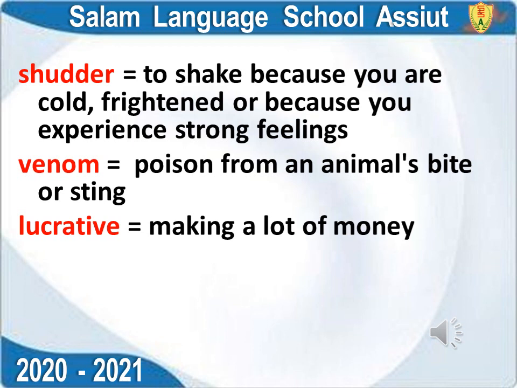Shudder. To shudder means to shake because you are cold, frightened, or because you experience strong feelings. For example, hearing this terrible news, the old woman began to shudder. She began to tremble. Venom. I think we all know that venom means poison. Poison from an animal, for example, like the venom of a snake or something like this.